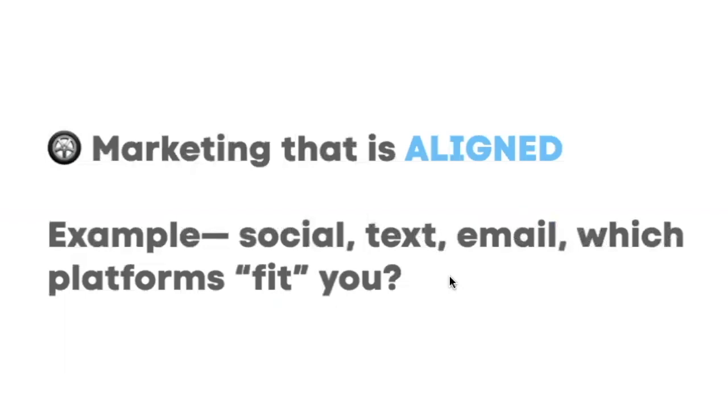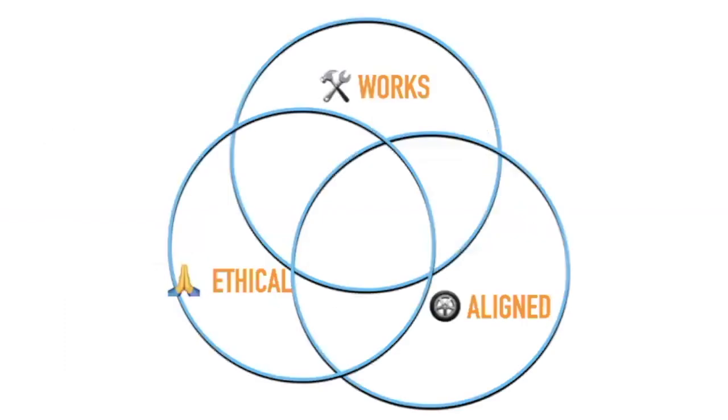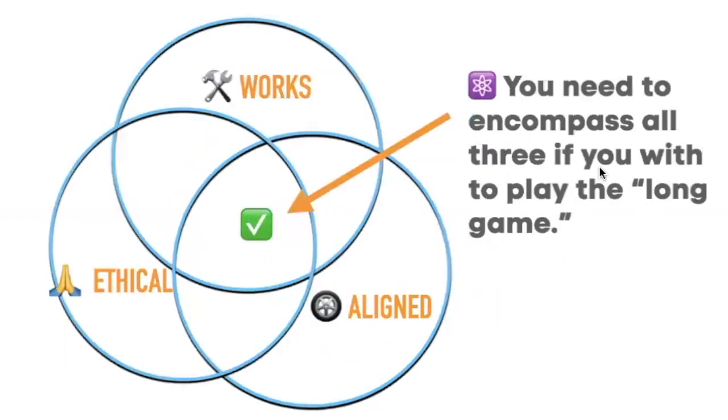Let me give you an example. Social media, text, email, what platforms fit with you. Some of those are going to be aligned with your brand. Some of those are not going to be aligned with your brand. It's going to make sense for you to be in some spaces, not make sense in other places. And so, again, you got marketing that works, marketing that's ethical, marketing that is aligned. You ideally want to find that sweet spot that encompasses all three if you intend to play the long game.